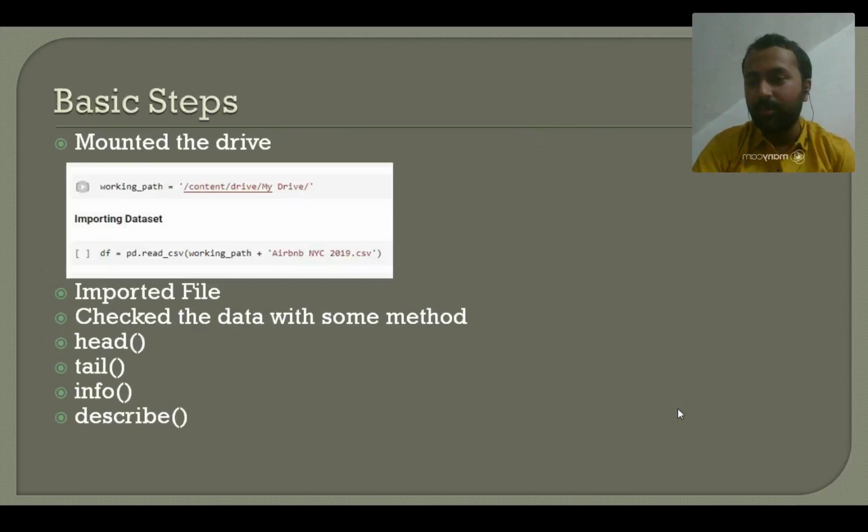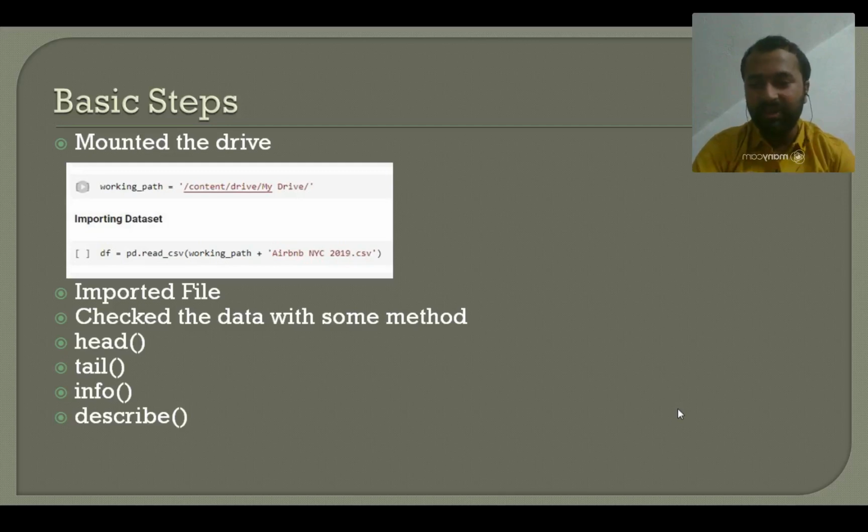First, talking about the basic steps that I did. I just mounted the drive, because I was working in a Google Colab Notebook, so I had to mount the drive first. Then I had to work on the data set. First, I had to link the data set with my Google Colab Notebook. So here is the coding which I did: I defined the working path and imported the data set.